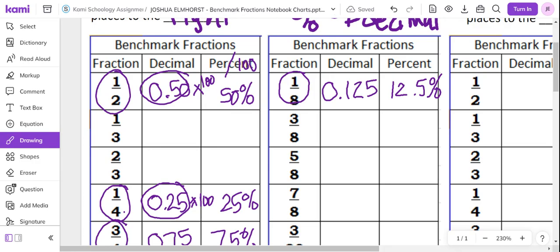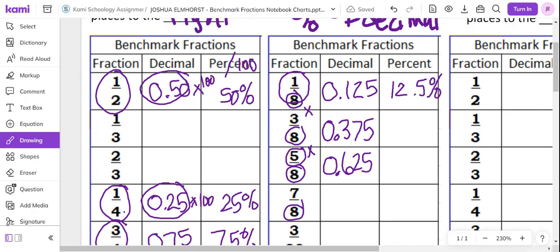12.5%. And now each one of your 8ths is a multiple of 0.125. So we could do 3 times 0.125. We can do 5 times 0.125. And 7. So all of our factors of 8 are going to be multiples of 0.125.